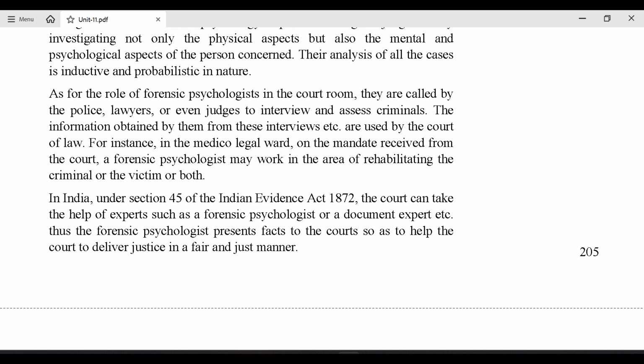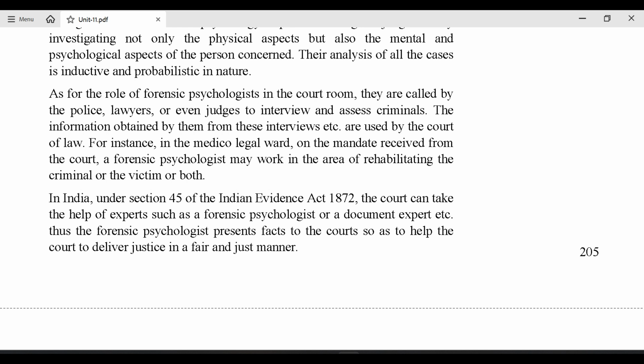Their analysis of all the cases is inductive and probabilistic in nature. As for the role of forensic psychologists in the courtroom, they are called by the police, lawyers, or even judges to interview and assess criminals. The information obtained by them from these interviews etc. are used by the court of law. For instance, in the medico-legal ward, on the mandate received from the court, a forensic psychologist may work in the area of rehabilitating the criminal or the victim or both.